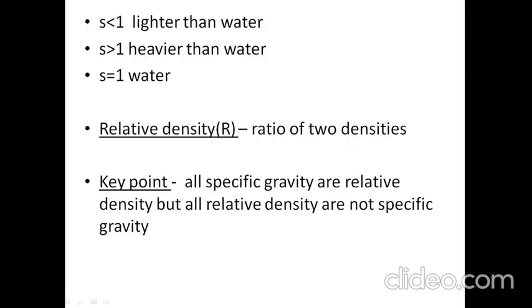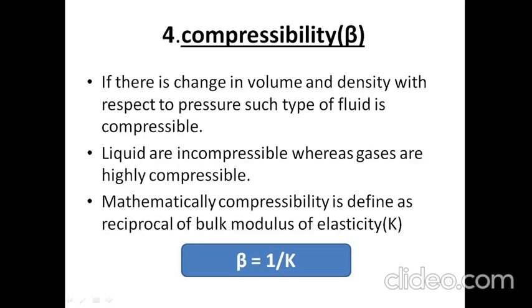If specific gravity is less than 1, it means it is lighter than water. If it is more than 1, then it is heavier than water. If it is equal to 1, it means it is the water. Relative density can be defined as the ratio of two densities. Here the key point is all specific gravity are relative density, but all relative density is not specific gravity. Now the fourth property is compressibility.